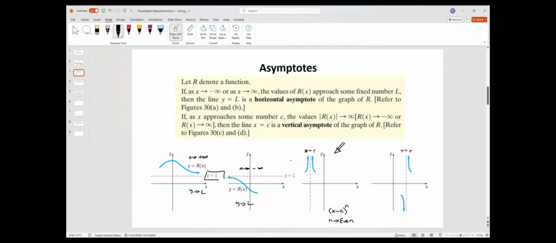In this behavior, as x approaches c from the left, y approaches positive infinity, or as x approaches c from the right, y also approaches positive infinity. The other possible behavior here would be like this.